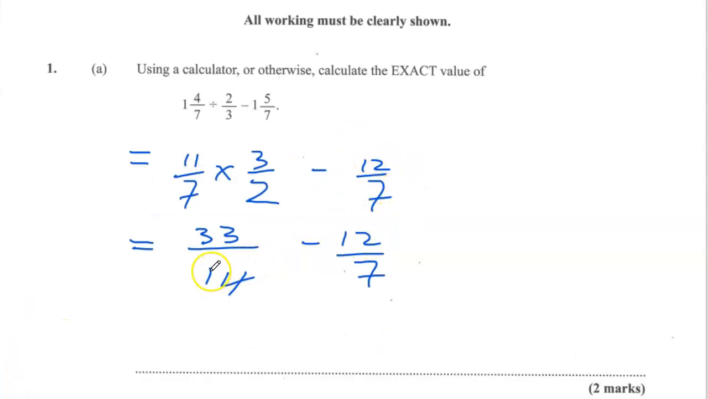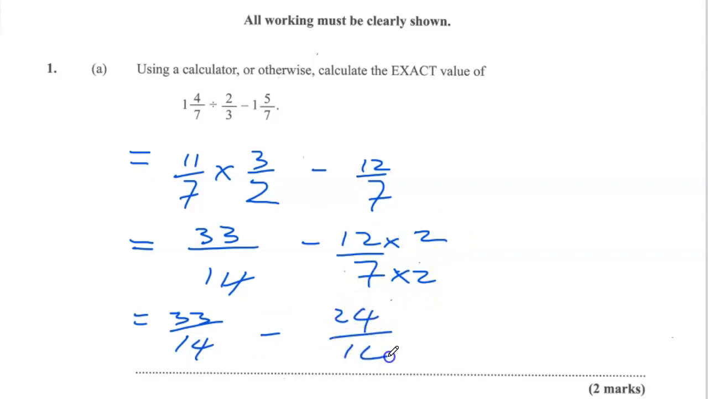We need denominators to be the same, so we can make this denominator 14 by multiplying by 2, and of course for the fraction to remain equivalent we have to multiply the numerator also by 2, so we end up with 33 upon 14 minus 2 times 12, that's 24 upon 14. So we subtract 33 minus 24, that's 9. So our solution is 9 upon 14.